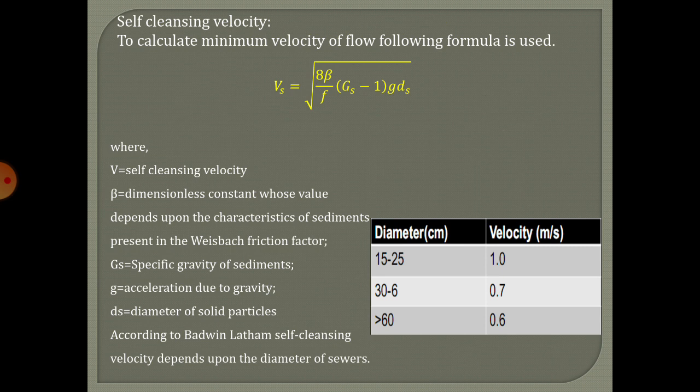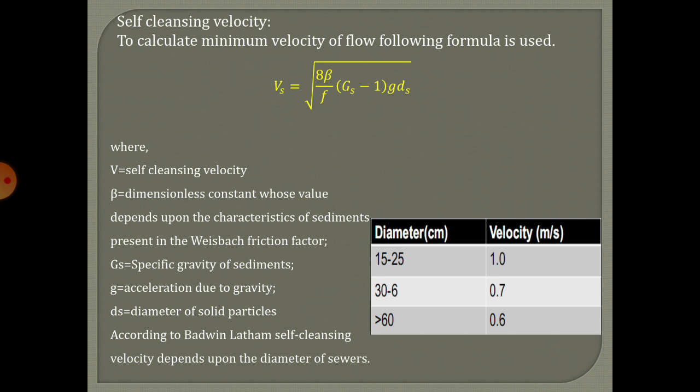Now, what is the significance of these parameters? Where Vs indicates the self-cleansing velocity, beta indicates the dimensional constant whose value depends upon the characteristics of sediment present in the wastewater, and f is the friction factor. Gs is the specific gravity of the sediment, whereas small g is nothing but the acceleration due to gravity, and ds is the diameter of the solid particle.